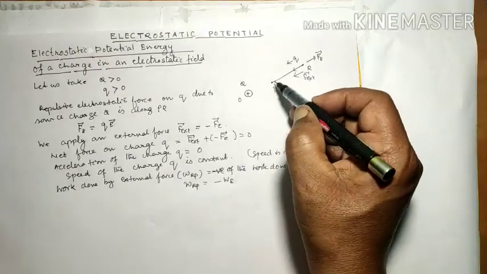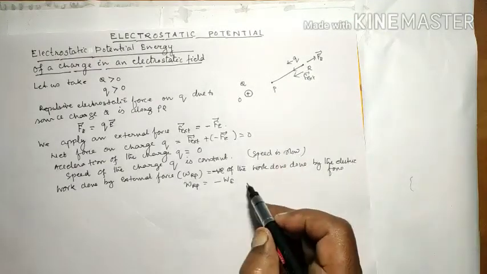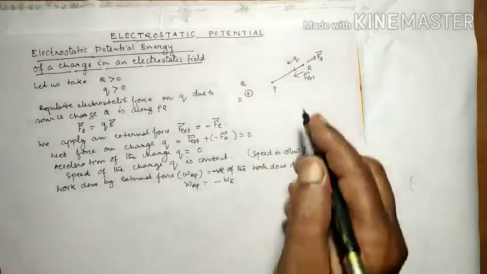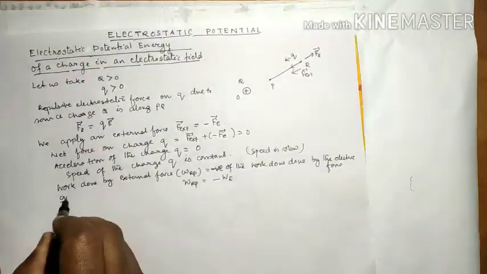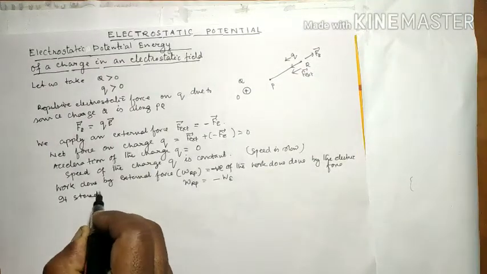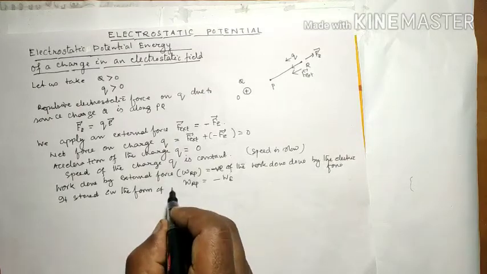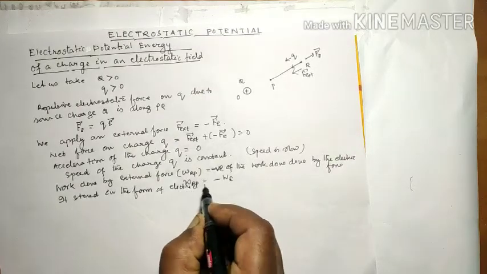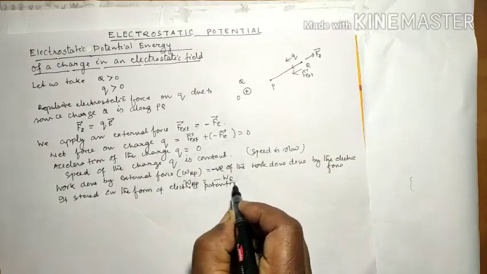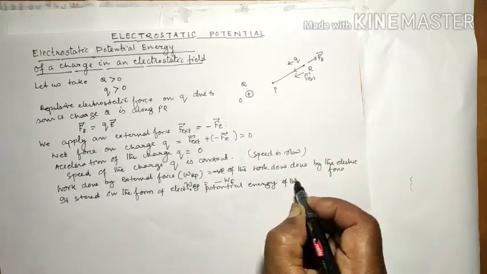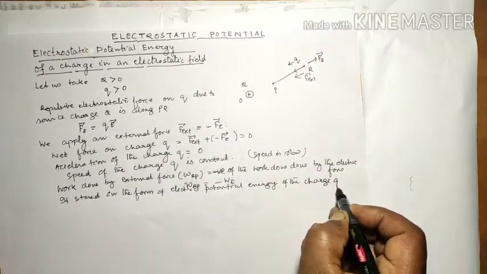Now work done by the external force, or negative work done by the electric force, is stored as electric potential energy of the test charge q. It is stored in the form of electric potential energy of the charge q.